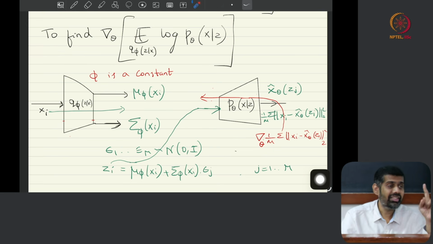This is one data point, one gradient step through the encoder and decoder. Do it over multiple data points in the batch processing way, and you can do it over multiple epochs as well. That's how it is trained.